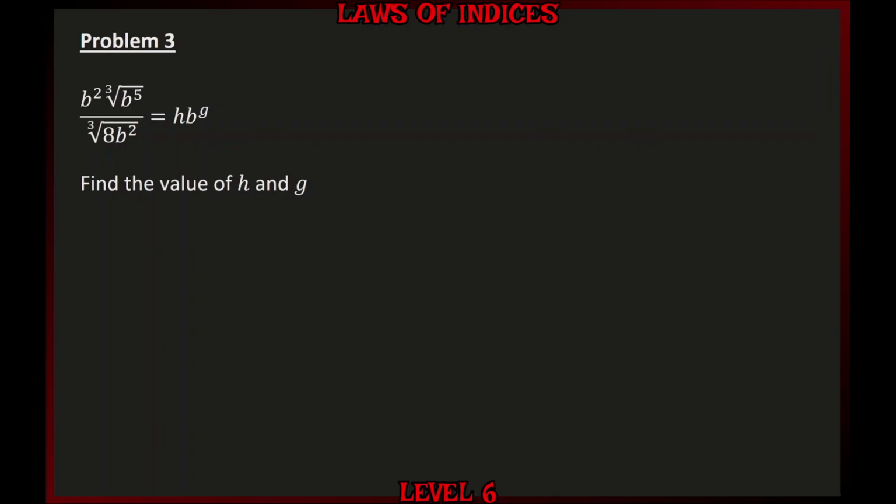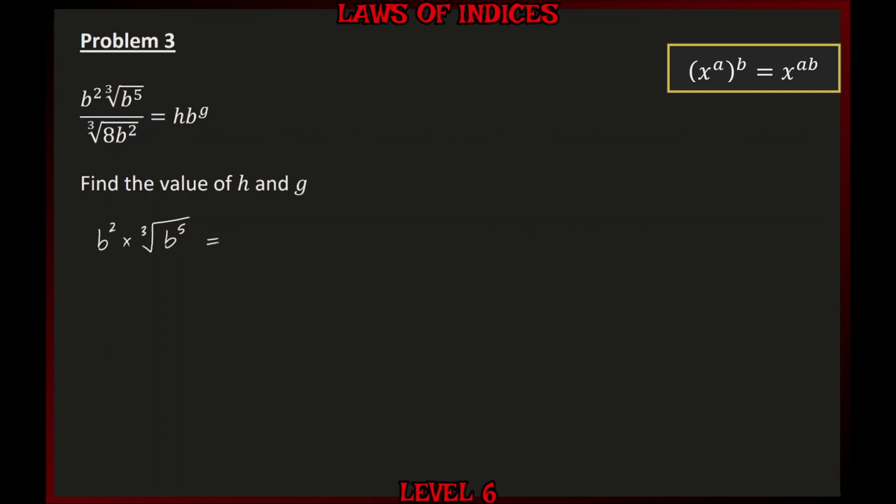So starting with our numerator, we have b to the power of 2 multiplied by the cube root of b to the power of 5. And looking at the cube root of b to the power of 5, we can see that that has a power and a root on it. So we can use this law, which tells us that we can rewrite the cube root of b to the power of 5 using a fractional power. So this is equal to b squared multiplied by b to the power of 5 over 3 using our law.